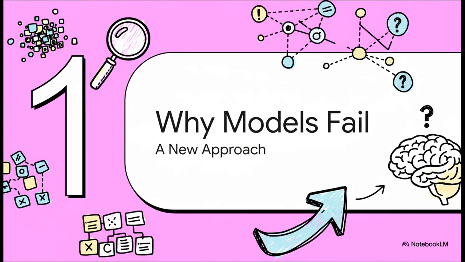So, first up, why did we have to go and invent neural networks anyway? What was so wrong with the models we already had? Let's dig into the problem they were designed to solve.